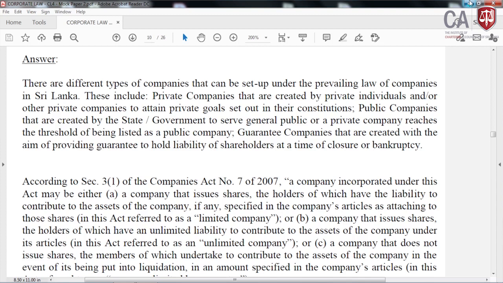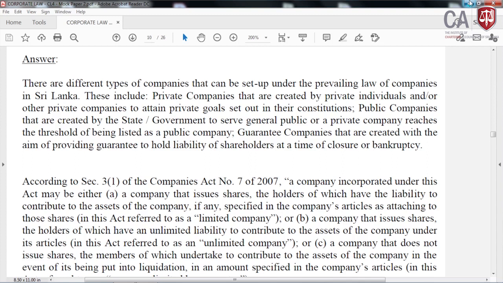So, in doing so, I say there are different types of companies that can be set up under the prevailing law of companies in Sri Lanka. These include private companies that are created by private individuals and or other private companies, either private individuals or private companies or a mixture, to attain private goals. So, they are not public goals, but private goals set out in their constitution, articles of association.